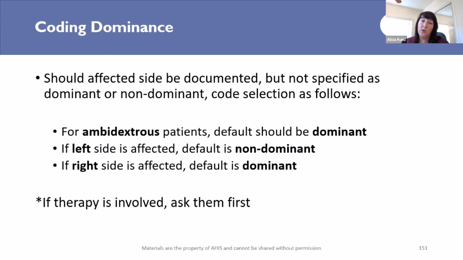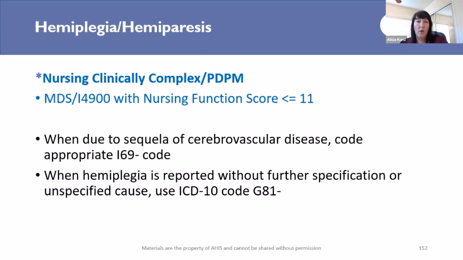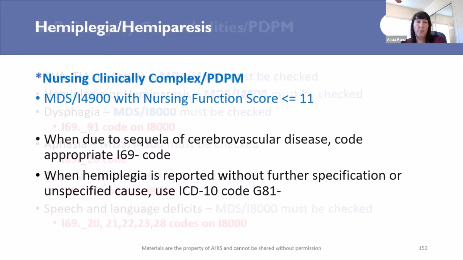But I guarantee you, your therapy is asking them, are you right-handed or are you left-handed? They want to know because that's very, very important to them when they're doing their care plans and they're trying to help our residents out. Next. Again, for hemiplegia and hemiparesis, this impacts our nursing clinically complex, and either one will map you into this category, whether it's an I69 code or a G81 code. Either one will map you. Next.